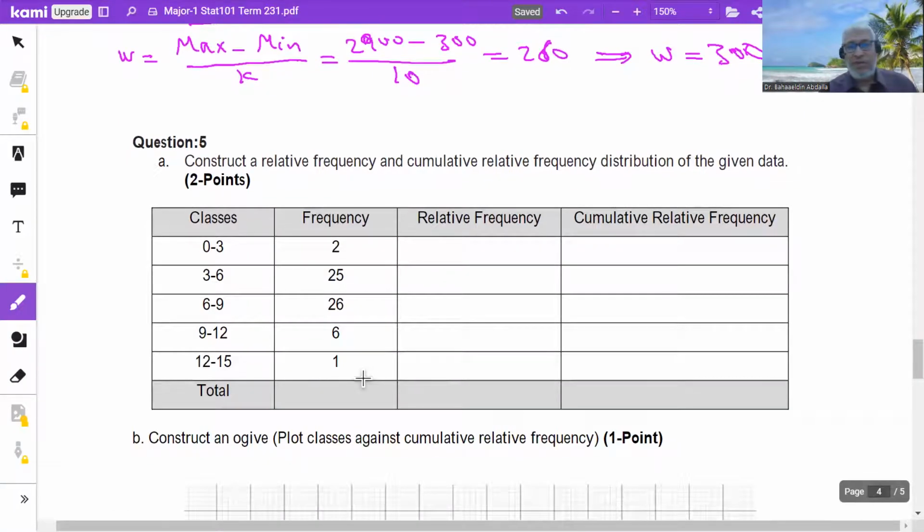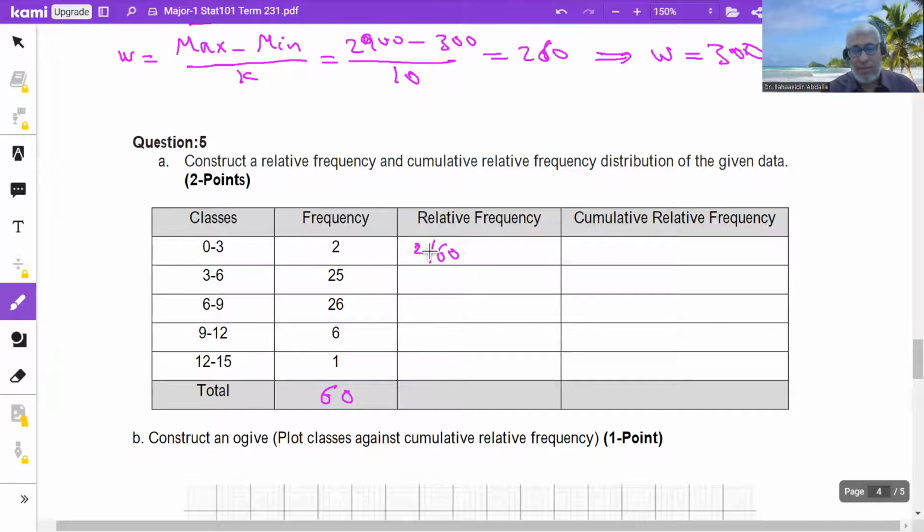Construct a relative frequency. How do we find the relative frequency? We said we need to find the total of the frequencies. So if you add these numbers, 2 plus 25 plus 26 plus 7, you will find that the total is 60. Now the relative frequency would be 2 over 60.